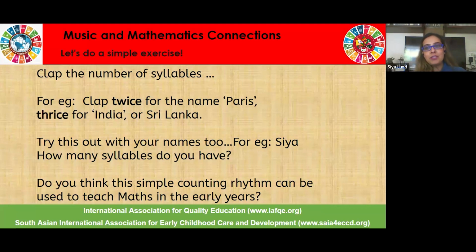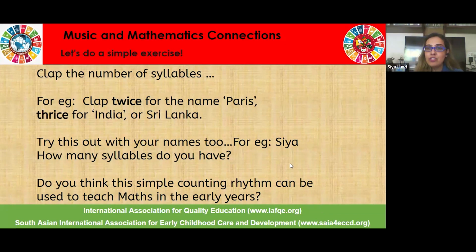Now, how about trying this with your own names? So I'm going to try it with mine. Would you like to count how many syllables your name has? Well, my name has 3. Find out. See, yeah, it has 2. How many syllables does your name have? Please leave the number in the comment section.